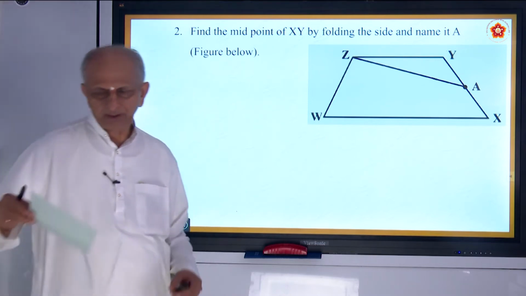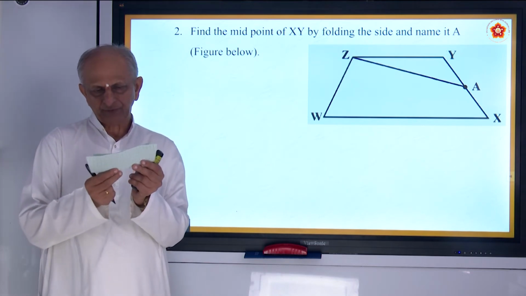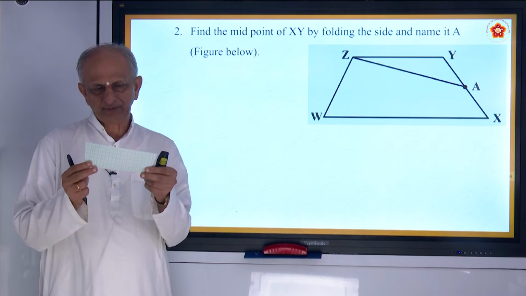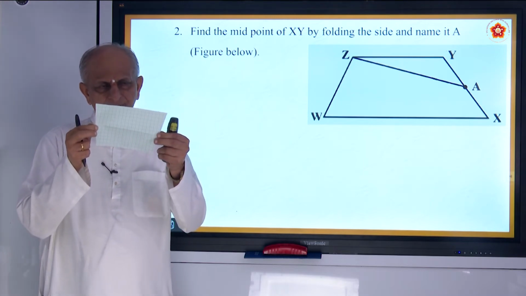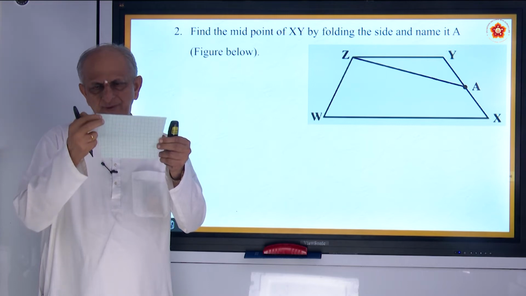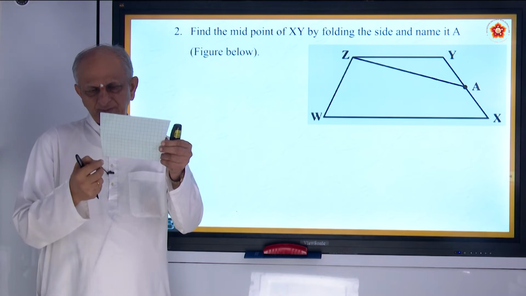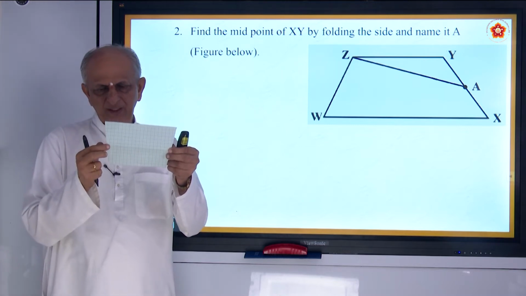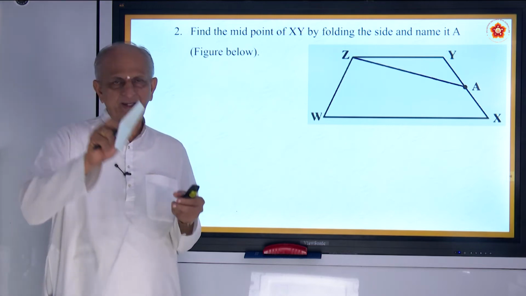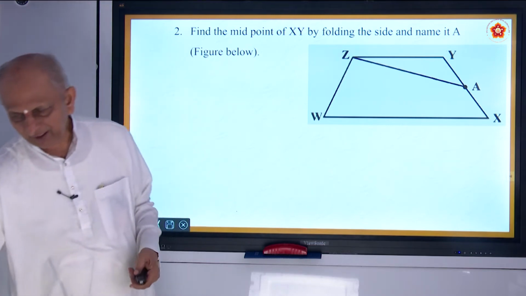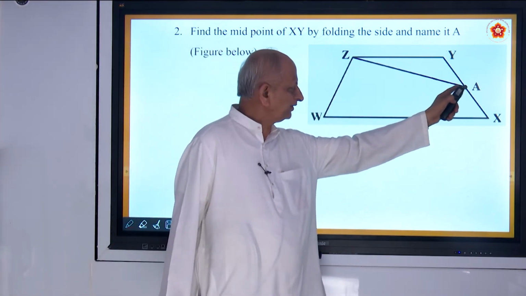How to find a midpoint? You can fold it like this. So this will be the midpoint. Okay, A, here is the midpoint. And if you measure it, count the number of squares, centimeters from top and below, it will be middle here. 6.5 it comes. Okay, so mark the midpoint and name it as A. And then join this A to Z.